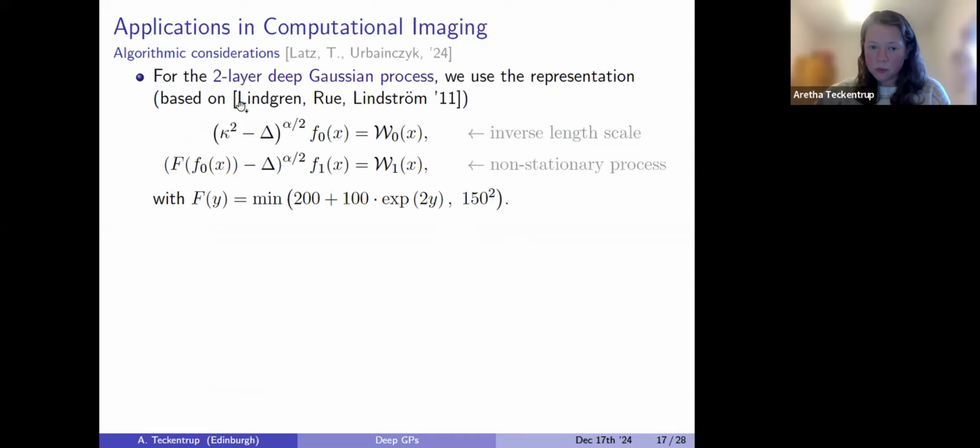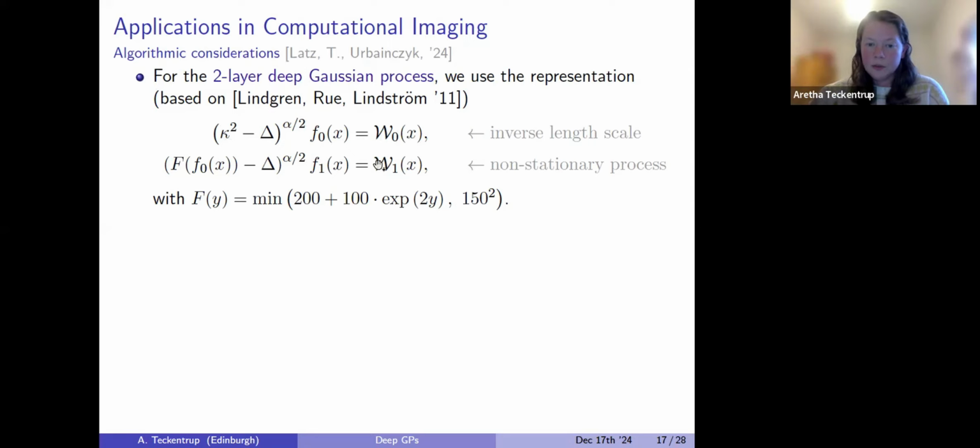So we use this representation of Gaussian processes that you can write a Gaussian process as a solution of a stochastic partial differential equation. So the F0 here, we define it to be the solution of this SPDE, where the W0 here is white noise. You can show that that's related to a Gaussian process with a Matern kernel. There's some slight technicalities, but you can think of the F0 as a Gaussian process with a Matern kernel.